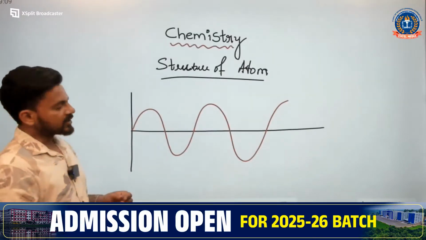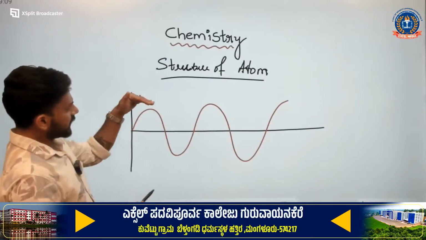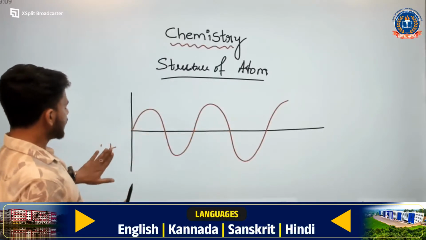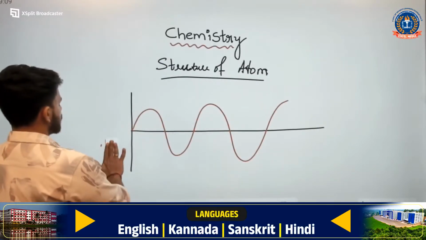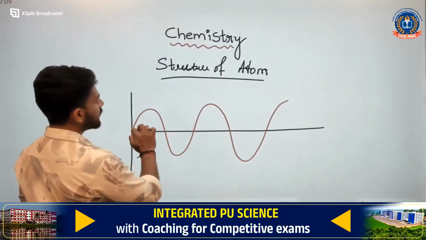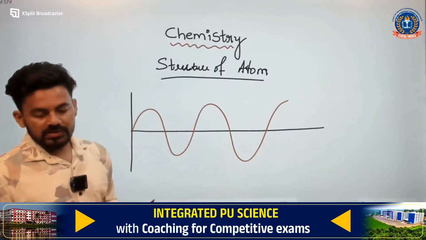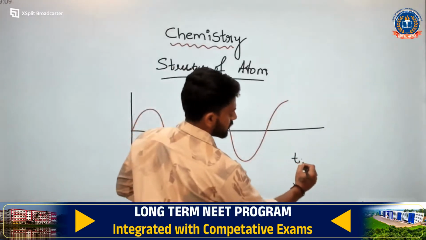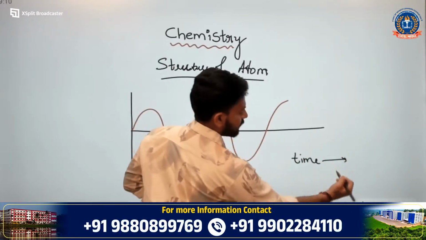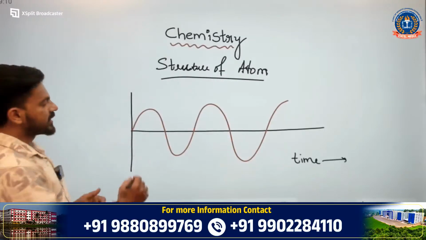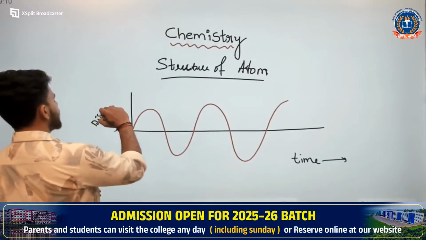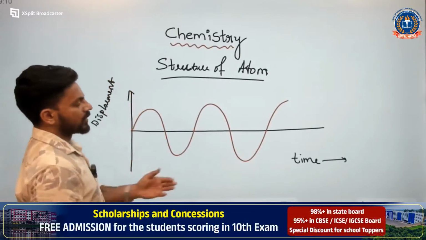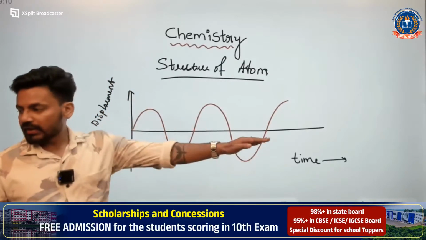Here it covers the maximum position. So this is the mean position. Where is the mean position? This is the mean position, and like this the waves are moving. As time passes, if I take time along the x-axis and displacement along the y-axis, the waves are moving like this.